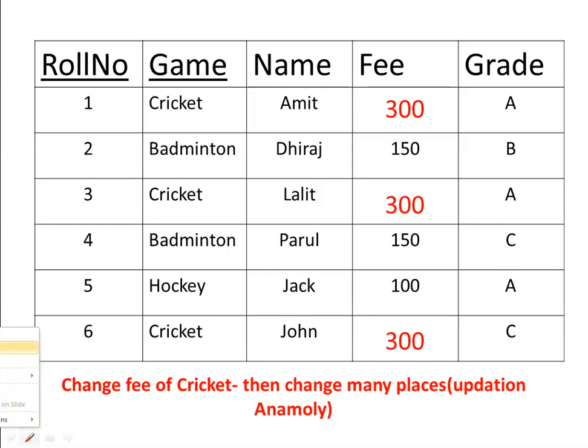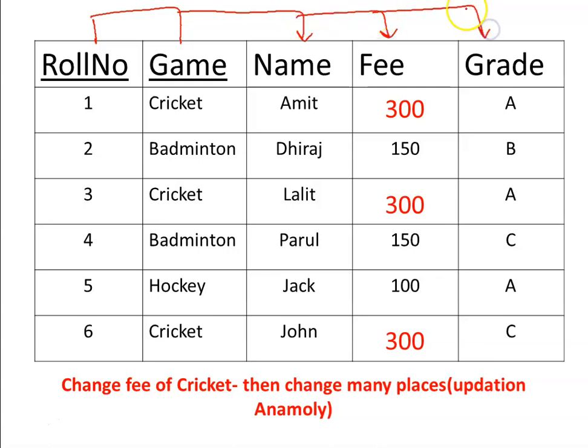Now have a look at the structure of the table. The structure says that if you know the roll number and the game, you will be able to search for the name of the student, the fee of the game and the grade that the student has achieved by playing that game. Logically, if you know the roll number of the student, then you know the name of the student, and based upon the roll number, you will also get to know the grade of the student. That means fee is not dependent upon the roll number. Fee is dependent upon the game.